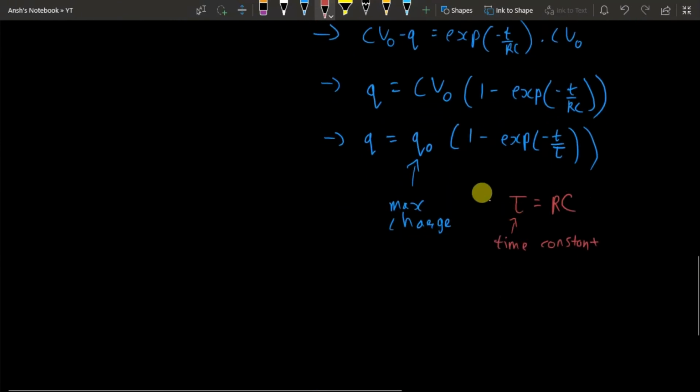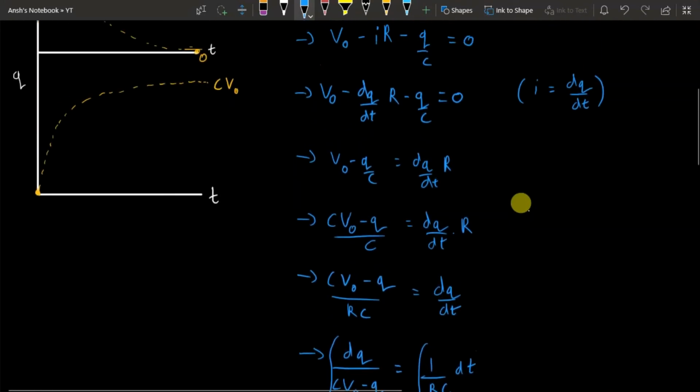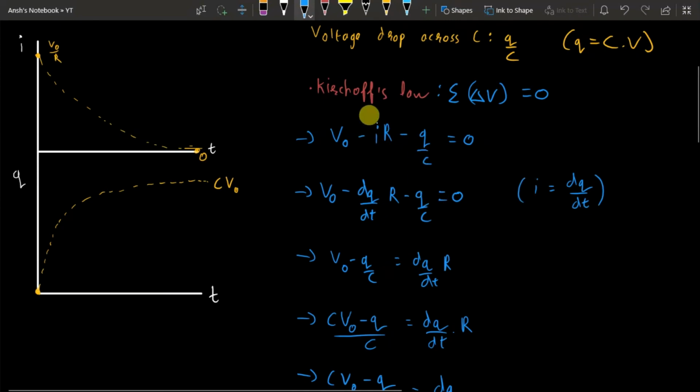So we now know what the charge in the circuit is as a function of time. Let's find out what the current in the circuit is as a function of time. So again, to find out the current in the circuit, we will use another relation that we used earlier, which was that the current in the circuit is simply equal to the rate of change of charge in the circuit with time. So we use that right here when we substituted I as a derivative of charge with respect to time.